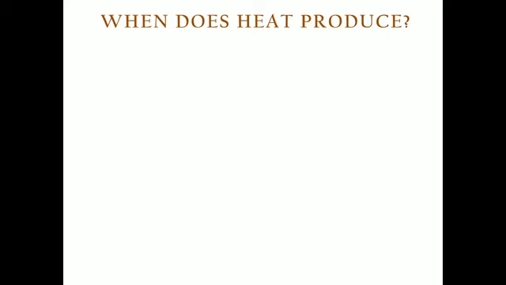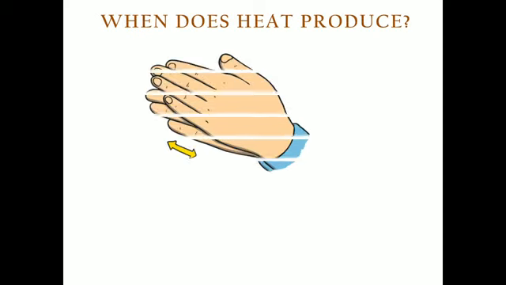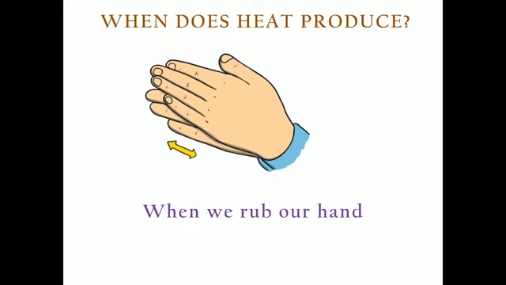Now one more question: when is heat produced? There are many processes by which we can produce heat. A simple process is rubbing your hands together. If you rub both hands together in a forward and backward direction, or in an upward and downward movement, heat will be produced. Similarly, there are some other processes.